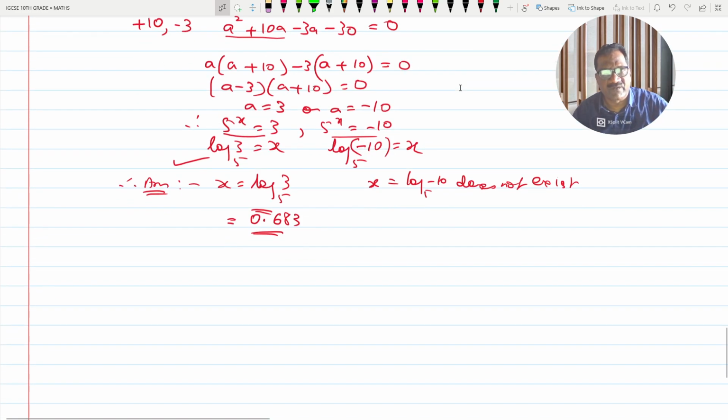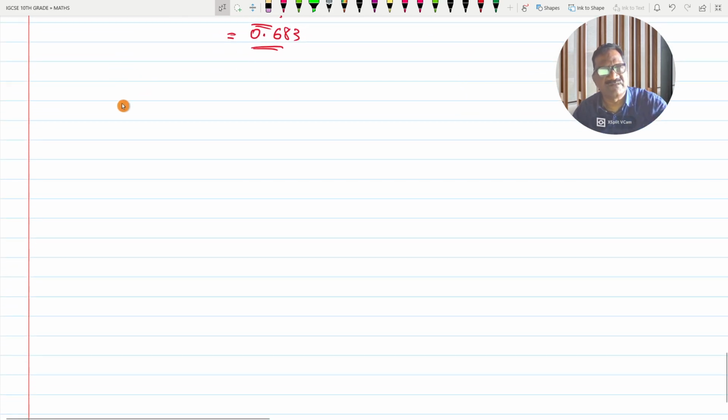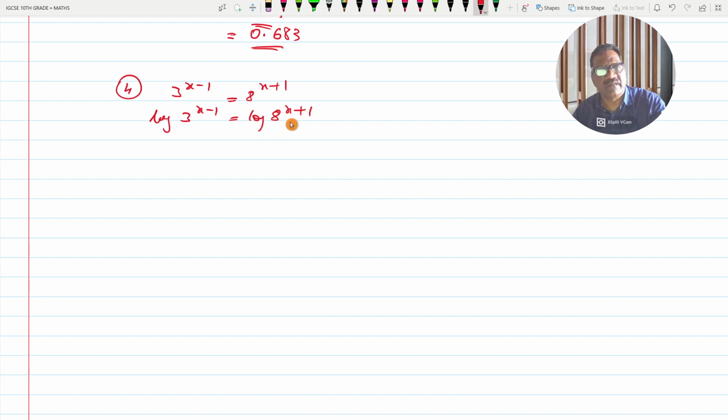And before I end, let me go for one more question, the fourth one. This is 3 raised to x minus 1 equals 8 raised to x plus 1. Okay. Now again, here taking log on both sides: log of 3 raised to x minus 1 equals log of 8 raised to x plus 1. Then this x minus 1 will come in front of log of 3, and this x plus 1 will come in front of log of 8.